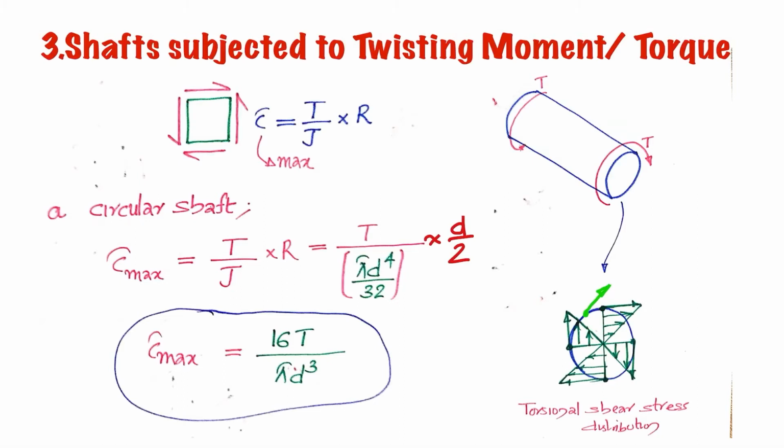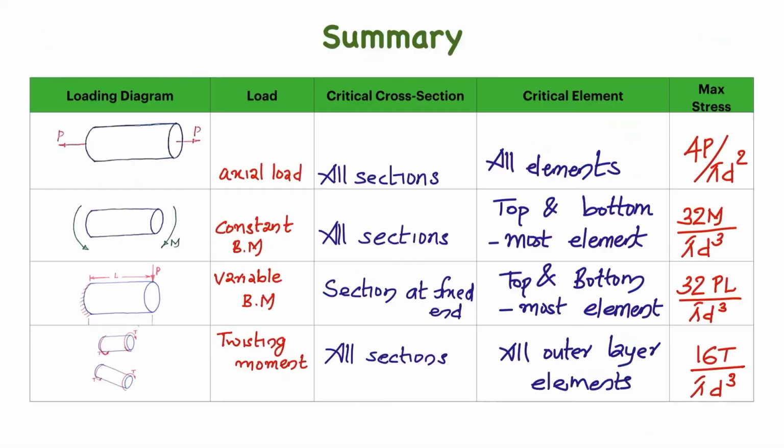So I have shown some examples, different loading diagrams, where you can identify the critical cross section and critical elements. So here you have a summary. The different loading diagrams are shown, and the critical cross sections are also shown. The critical elements are shown, and the maximum stress corresponding to each loading is also shown. So you can refer to this one. So hope you understood the concept of critical section and critical element. Thank you. We'll meet in the next lecture, where we'll be discussing the combined loading cases.